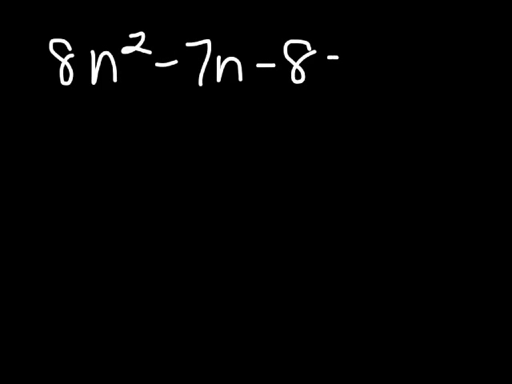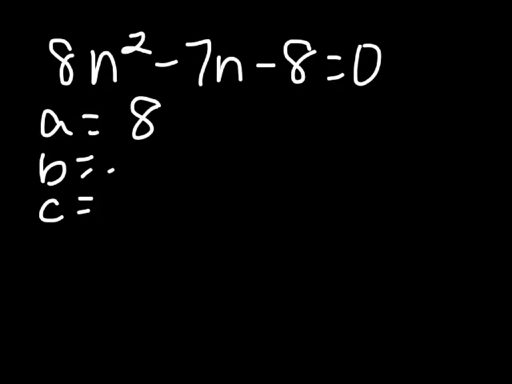So the next one would be 8n squared minus 7n minus 8 equals 0. So start the same process. A, B, and C are 8, negative 7, and negative 8. Our b squared minus 4ac value would be, our b value is negative 7. Negative 7 squared is 49.